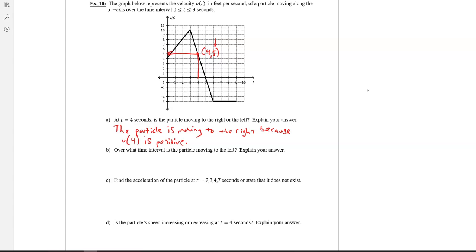Over what time interval is the particle moving to the left? We just finished talking about how the velocity helps us determine that the particle is moving to the right at time t equals 4. What is the interval when the particle is moving to the left? Think about that for a couple seconds, and I'll call on someone. Look at the graph. What about the velocity is going to tell us when it's moving to the left? And what is the interval then when the particle is moving to the left? We'll call on someone here.